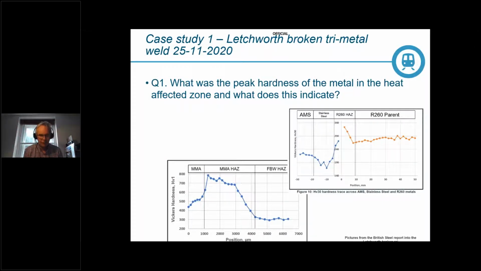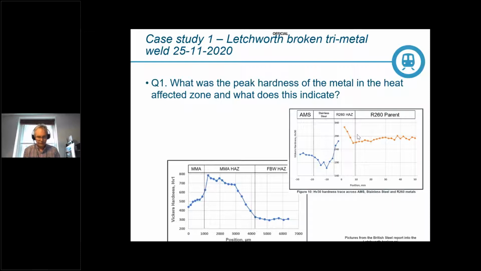So what was the peak hardness in the heat affected zone? These are two graphs extracted from the report. The top graph shows the Vickers HV30 hardness across the weld from the cast crossing through the stainless steel insert and into the parent R260 rail. That's the heat affected zone. That's the R260 rail in general.